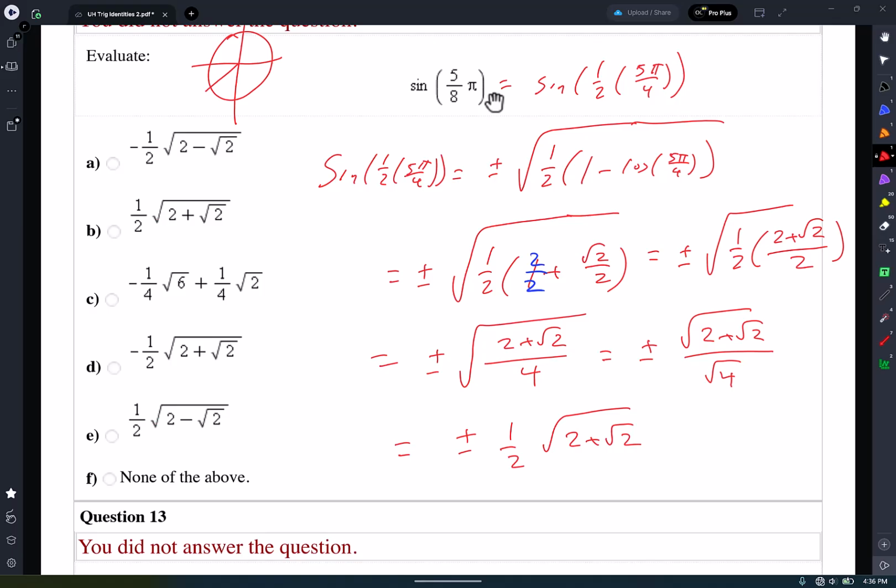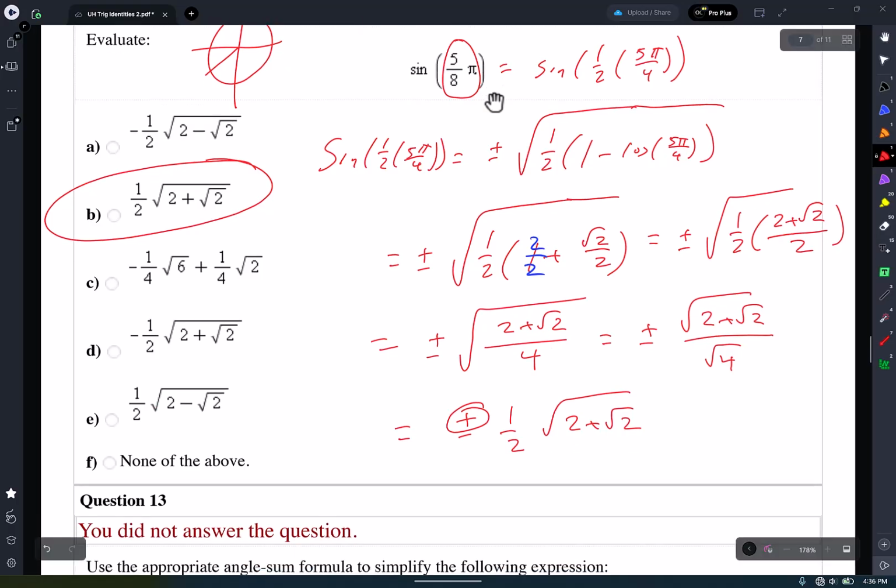All right, 5 pi over 8. That's bigger than a half pi, but smaller than a whole pi. So that's quadrant 2, and sine is positive in quadrant 2. See?